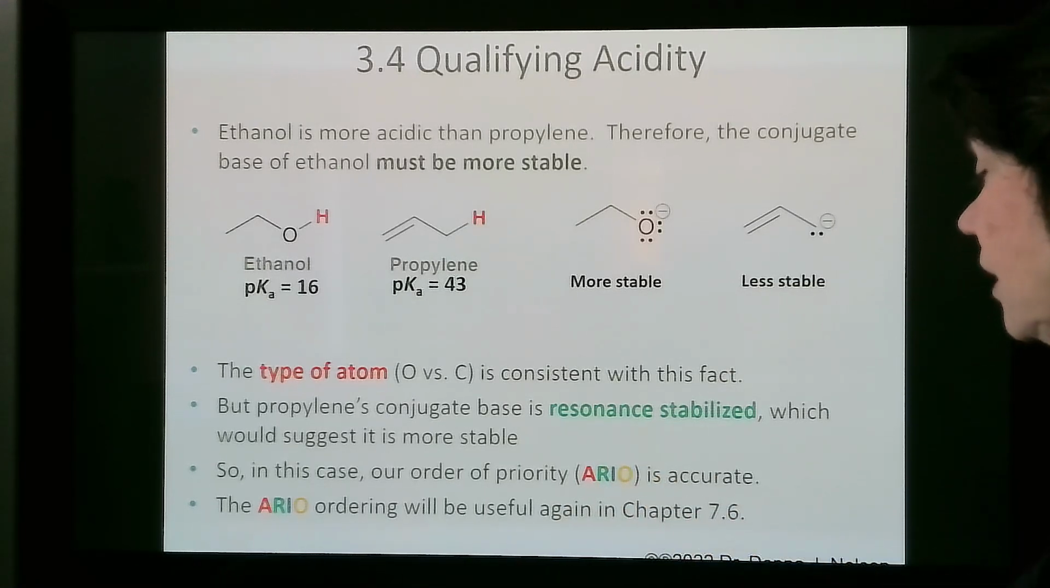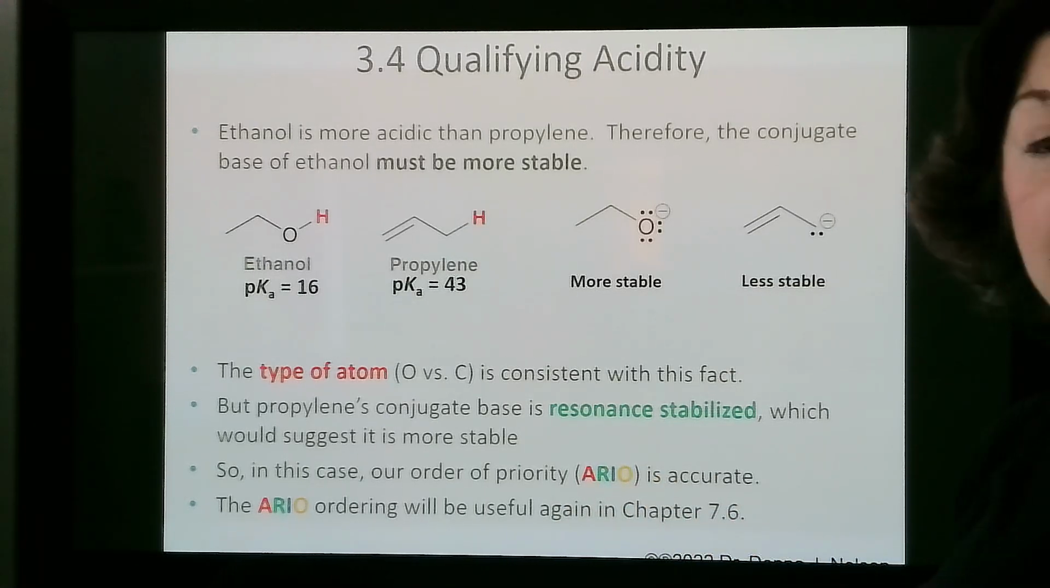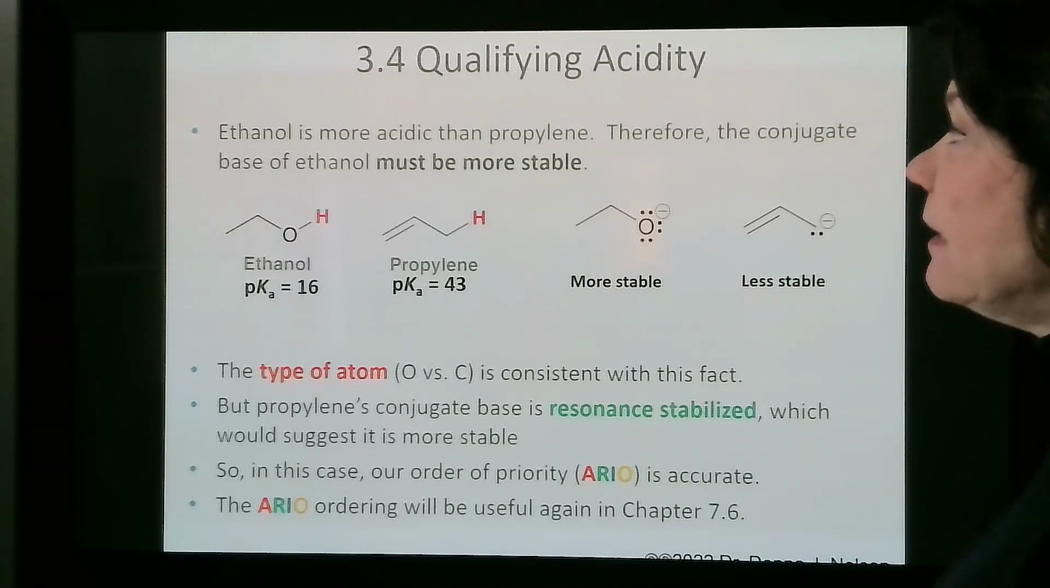And you will use this again in 7.6. So it's good to learn it now and don't forget it. So this finishes the first lecture for Chapter 3, Acids and Bases.